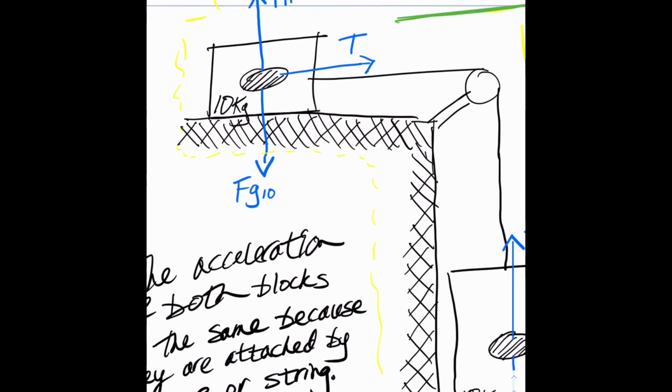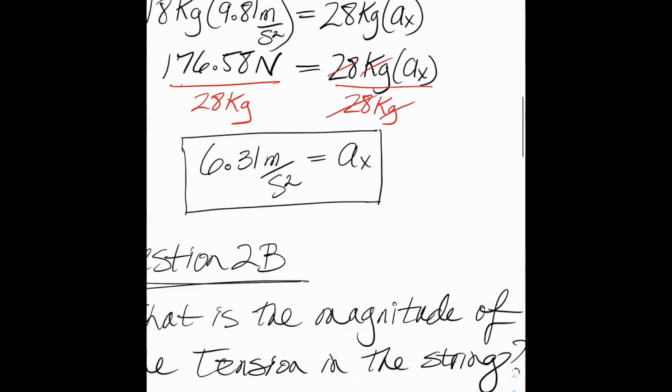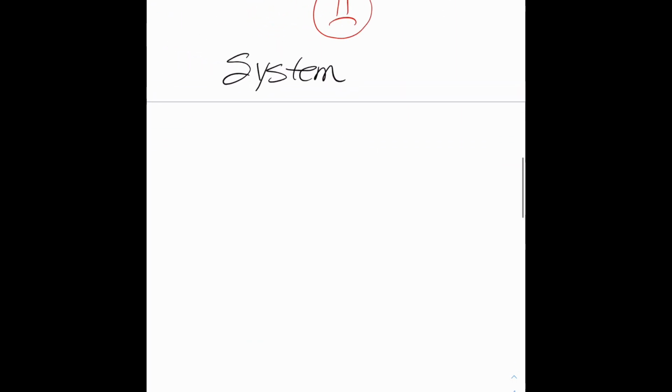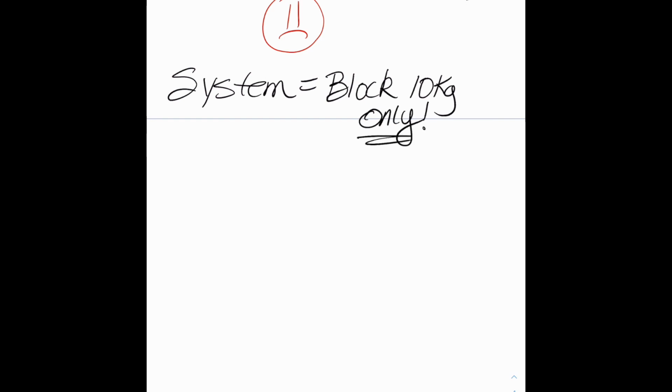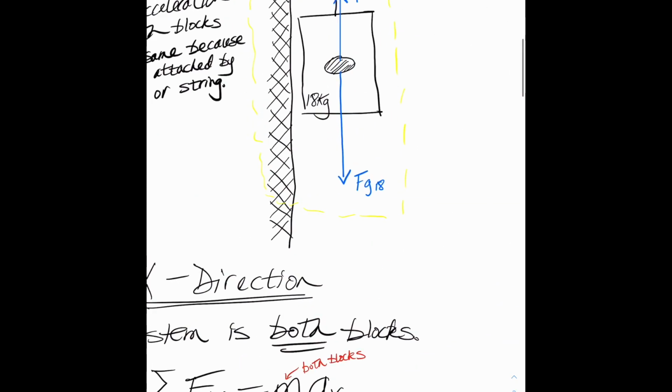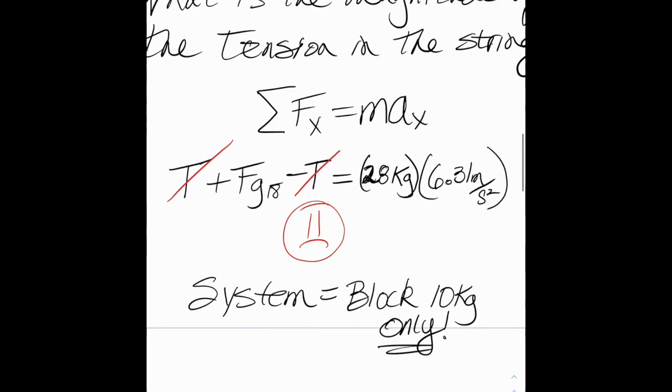So I will make the choice here and say let's work with just this block as the system. This is block 10, so I'm going to write that down right here. System equals block 10 only. And we're going to keep the direction the same, that funky x direction: right is positive x when it's on the table, and down is positive x when it's on the side of the table. We're going to keep that the same.